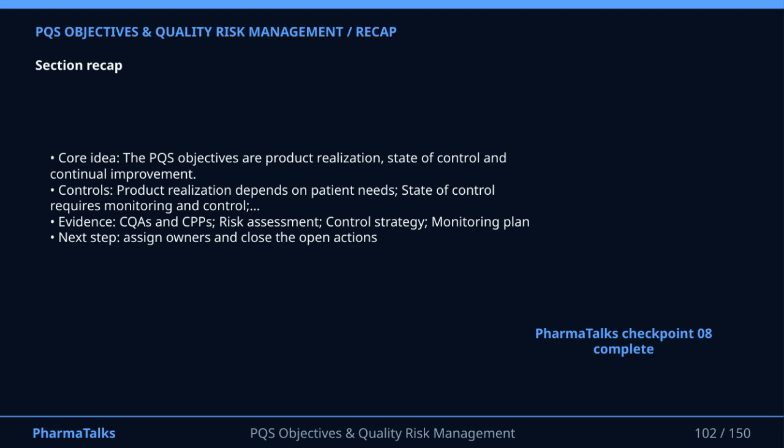To achieve a state of control, it's essential to have robust monitoring and control systems in place. We rely on evidence like critical quality attributes and critical process parameters, combined with thorough risk assessments, to develop a strong control strategy and monitoring plan. Moving forward, the important next step is to assign clear ownership for these tasks and close any open actions. This completes our Pharma Talks Checkpoint 08 on PQS objectives and quality risk management.